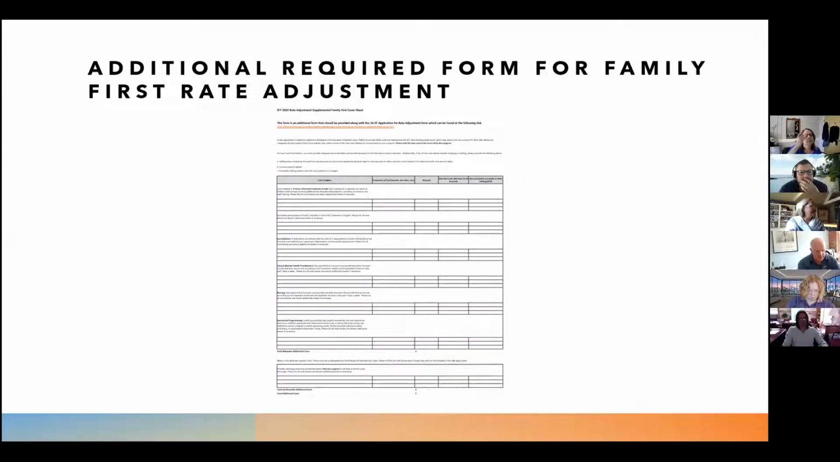So we have this additional required form for the family first rate adjustments. I'll also walk through this in more detail, but just to let you know that this is an additional form that will be required to go along with the original form, but I can walk through those now.